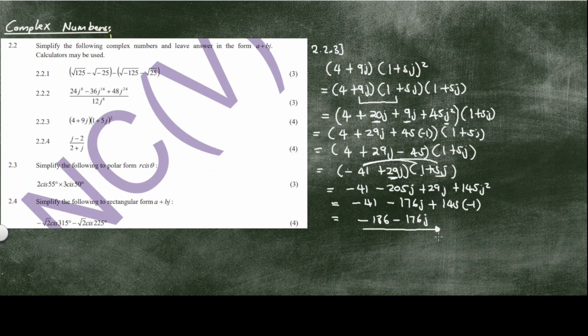Are you getting the same? I think I did something wrong. Let me see. Negative 96. Oh. Yeah, it's the same answer. It's the same answer, ne? Negative 186 minus 176j. Okay, it's the same thing. But let me just double check with the calculator as well, so that we see that we get the same answer.